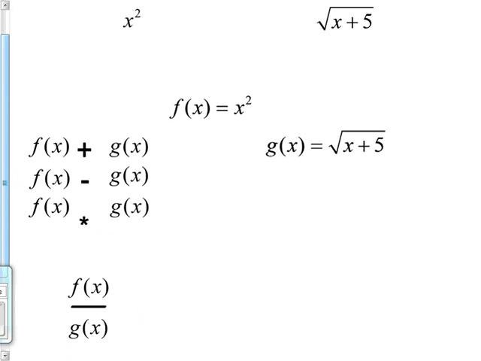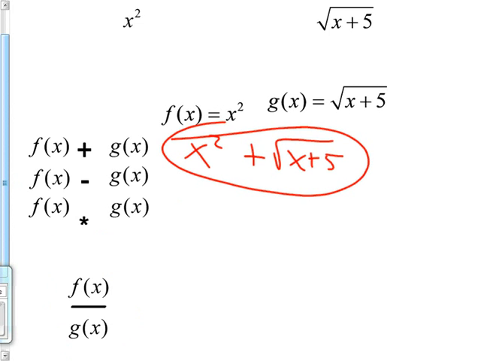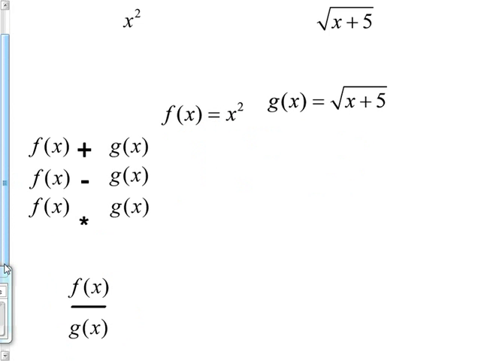So if I was going to add this one and this one, it's as simple as you'd think. You just take x squared plus square root of x plus 5. That's it. Since I can't actually add that any further, then I'm done. You just put them next to each other with a plus sign. Okay, how about subtract? Well, in this case, I can't actually make these go together. x squared minus square root of x plus 5. I have to leave it like that. I can't simplify it anymore. I just put them with a subtract sign. To multiply them, again, I really can't do much besides put them next to each other with a multiply sign.